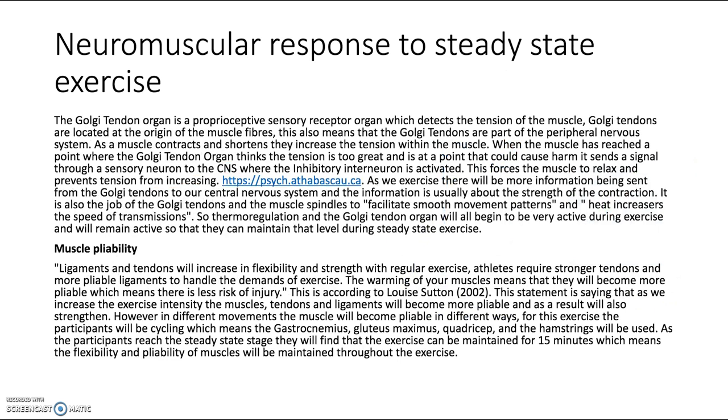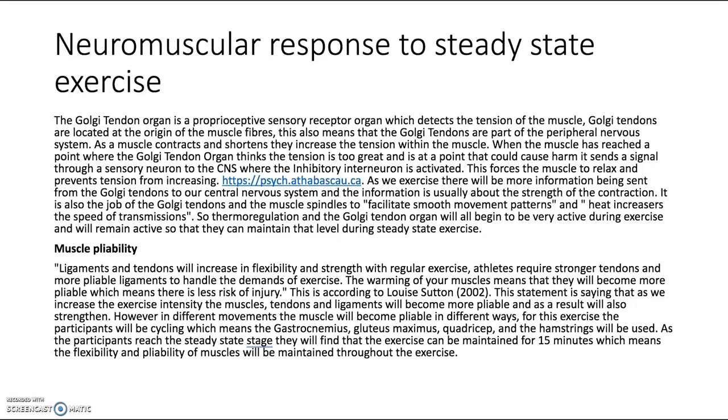Neuromuscular response to steady-state exercise. The Golgi tendon organ is a proprioceptive sensory receptor organ which detects the tension of the muscle. Golgi tendons are located at the origin of the muscle fibers. This also means that the Golgi tendons are part of the peripheral nervous system.